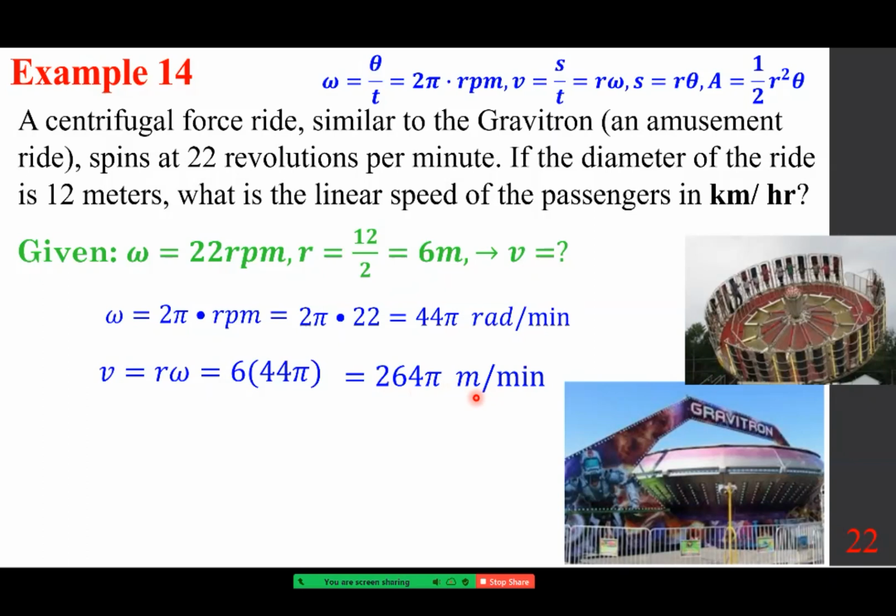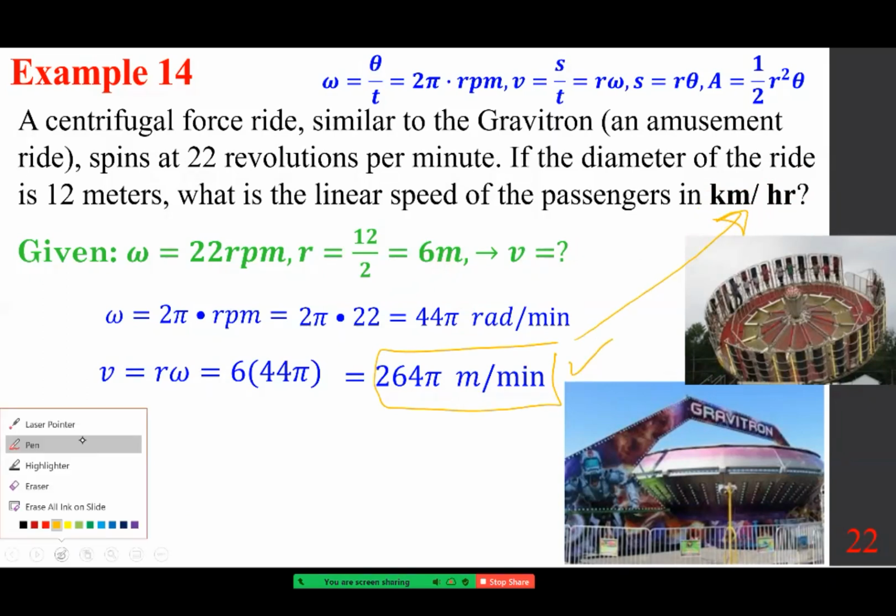Why meters? Because the units of the radius were meters. And we are done here, except this unit conversion has to take place. I'm going to assume everybody knows how to do that. We're going to go over that in a moment. But please understand, right here, we are done. We just want to change this to the units that they asked for.